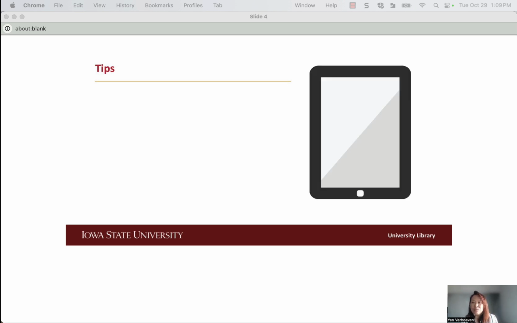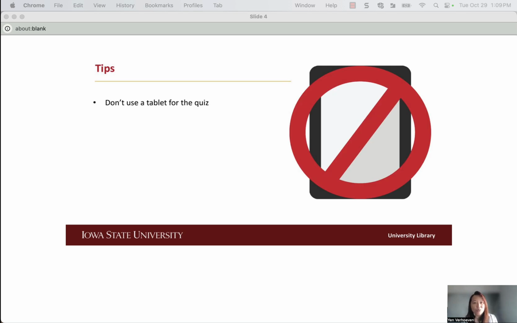Okay, some other things and tips. Don't use a tablet or your phone for the quiz. Some students also have trouble using Safari on their quiz. So if you're having trouble accessing your quiz, do it on a computer. If you don't have a computer available to you at home, you can check one out at Tech Lending in the library or use a library computer for your quiz, okay?